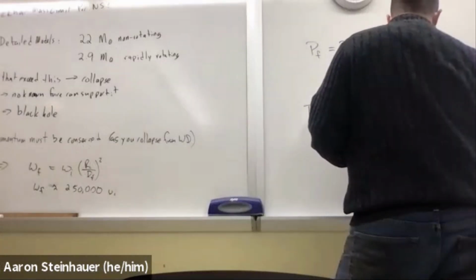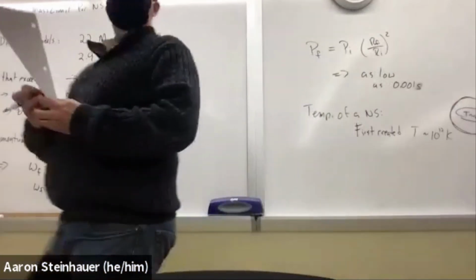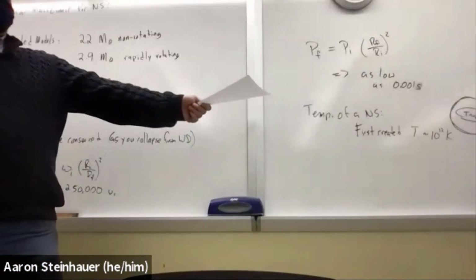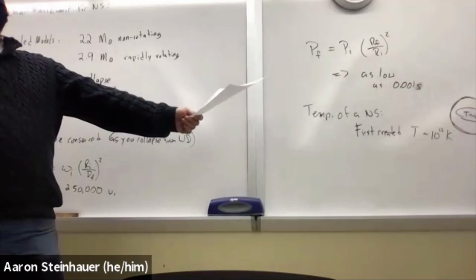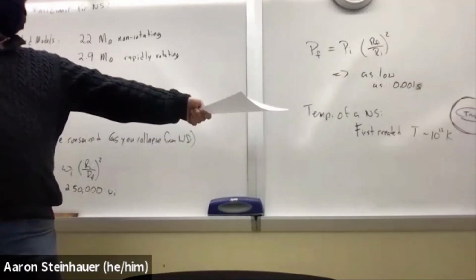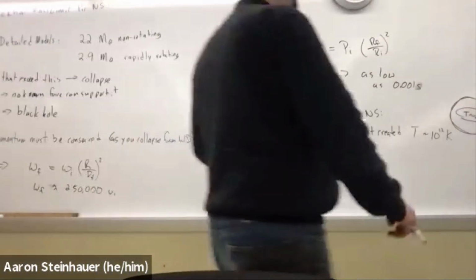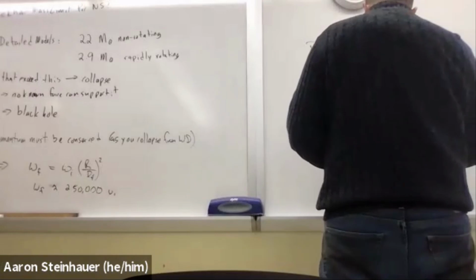Anyway, when they're first created, these things are hot. T of about 10 to the 12 Kelvin. You have to go to the beginning of the universe to find anything that's hotter than that, I think. This is sort of as hot as it gets in normal astrophysical contexts. So that's really hot, but this doesn't last very long.